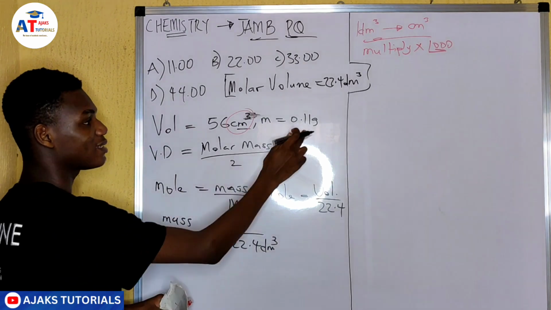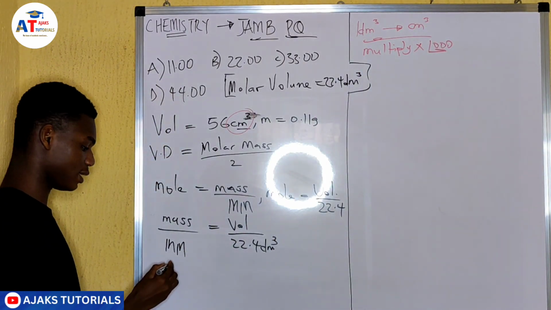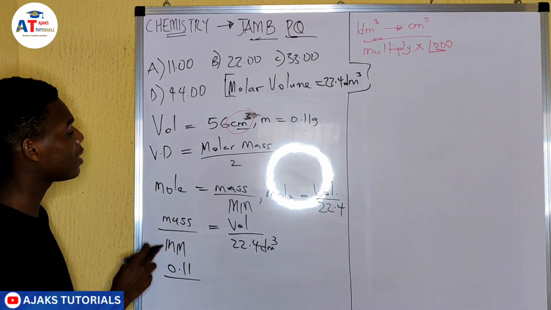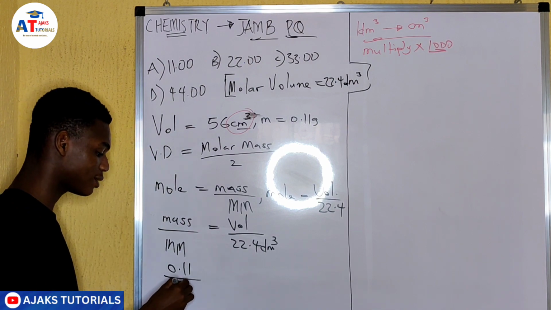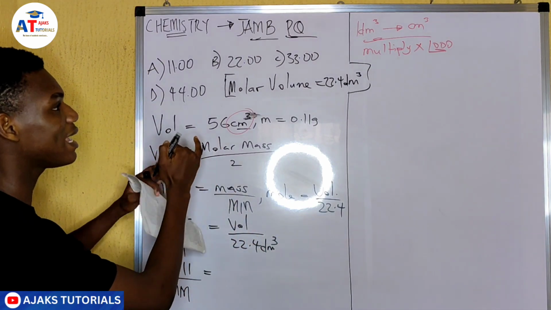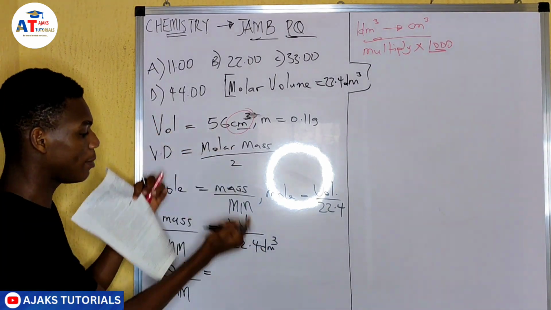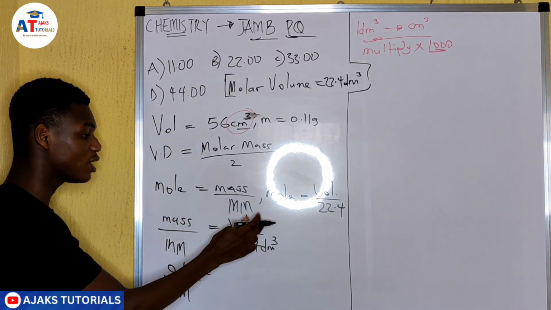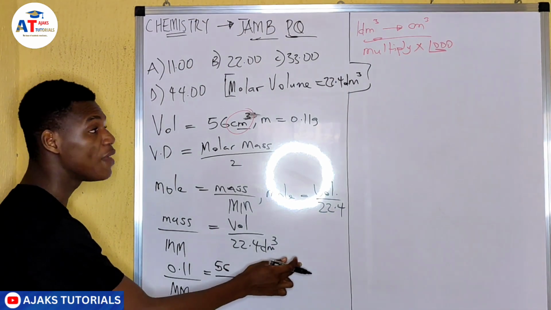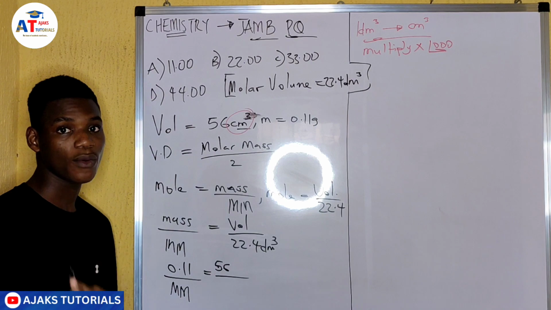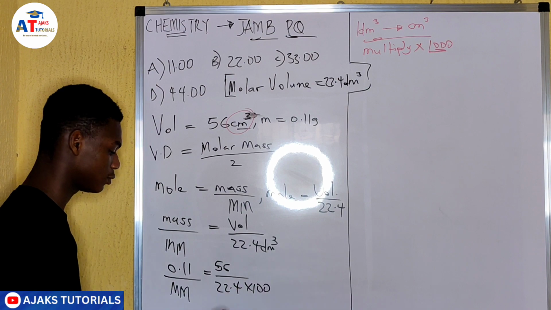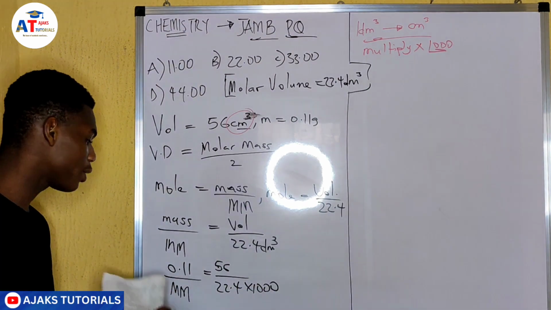Now what we're simply going to do is, the mass they gave us is 0.11, over the molar mass, which is what we're looking for, equal to the volume. This is in cm cube, so let me change it to cm cube. My volume is 56 over, let me change this to cm cube, 22.4 times 1000, since you multiply by 1000. Now what are we going to simply do?